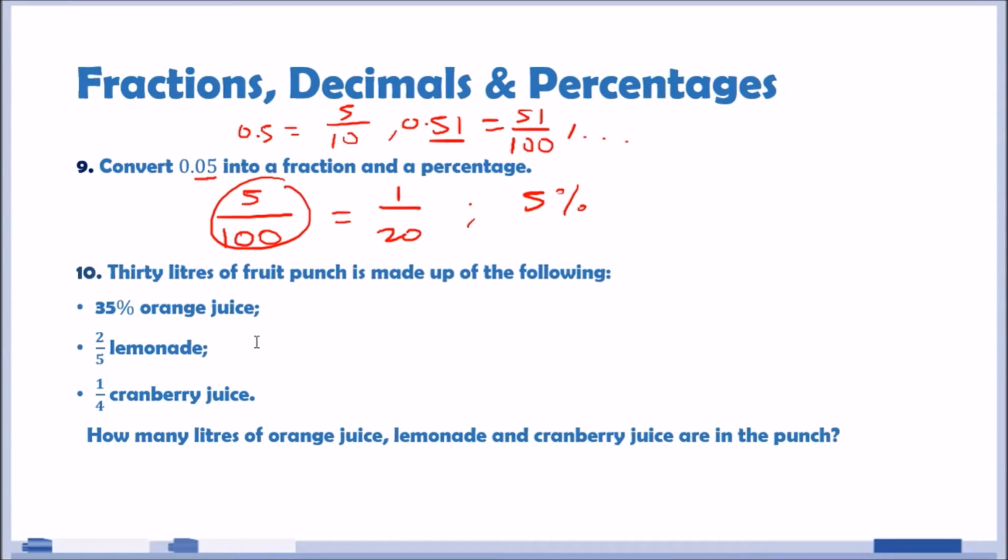Okay, let's move on to the next set now, number 10. Okay, so number 10, what do we have? 30 liters of fruit punch is made up of the following: 35% of orange juice, 2/5 of lemonade, a quarter of cranberry juice. Okay, that just sounds delicious. So how many liters of orange juice, lemonade, and cranberry are in the punch?